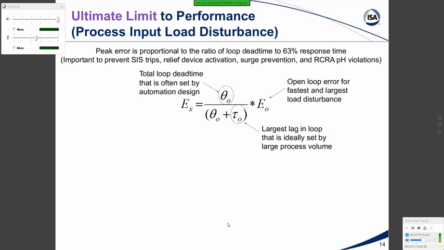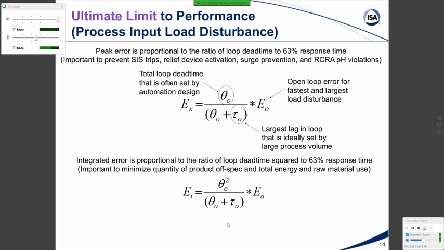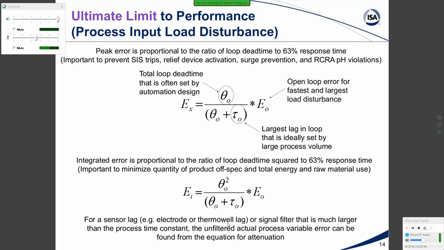If we look at the role of dead time and time constant, and we have integrating processes, we can convert to an equivalent time constant here to get to these equations. But anyway, we see what the ultimate limit is. We can't do better than this. We can't have a peak error that's smaller than this. We can't have an integrated error smaller than this. So we see peak errors are proportional to dead time, integrated errors proportional to the dead time squared.